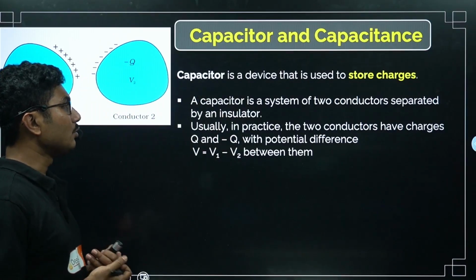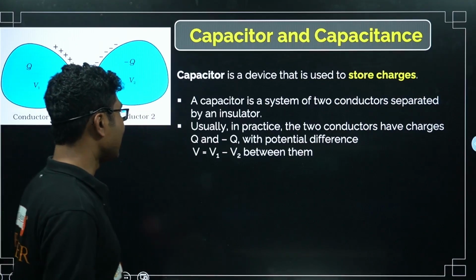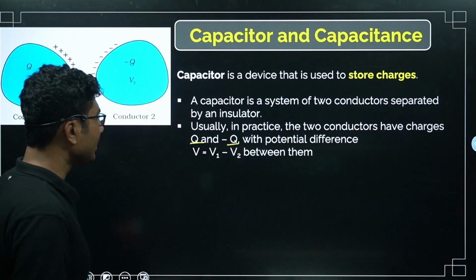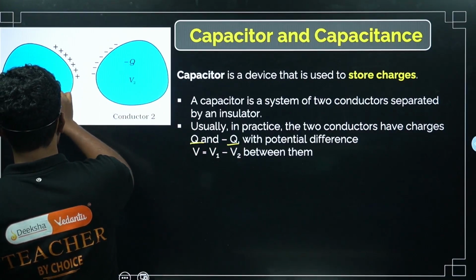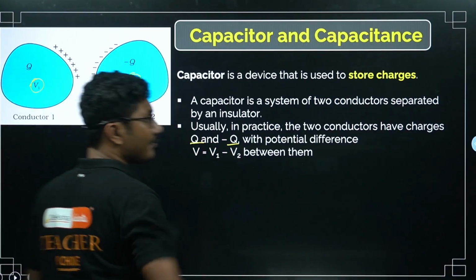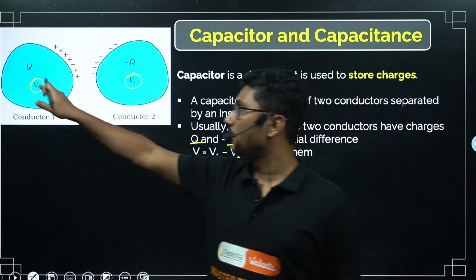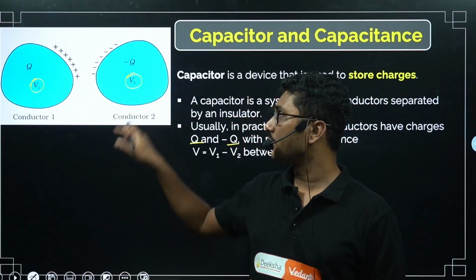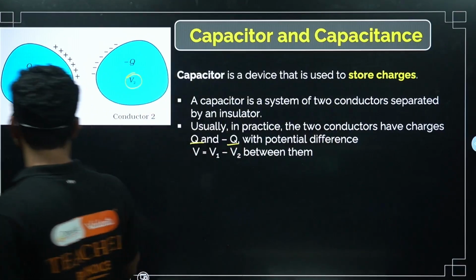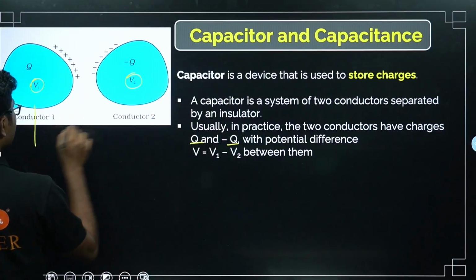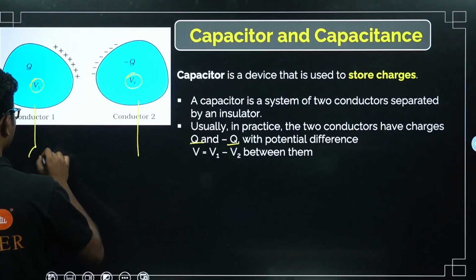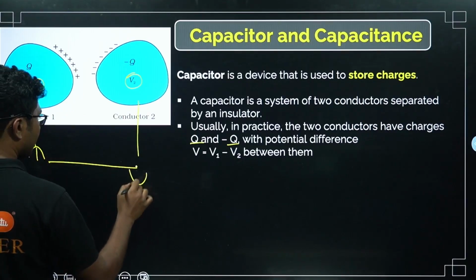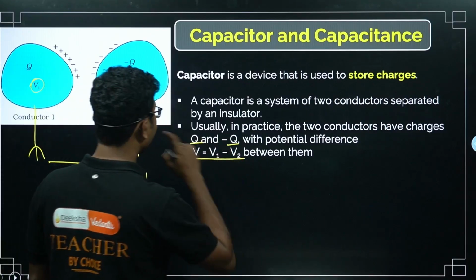Usually in practice, the two conductors have charges plus q and minus q, that is, they are equal, with a potential difference. They are not at the same potential. Obviously, one has plus q, so its potential is V1, and the other has minus q, so its potential is V2. So the potential difference between them, with one at high potential and the other at low potential, is the difference in potential, that is V1 minus V2.